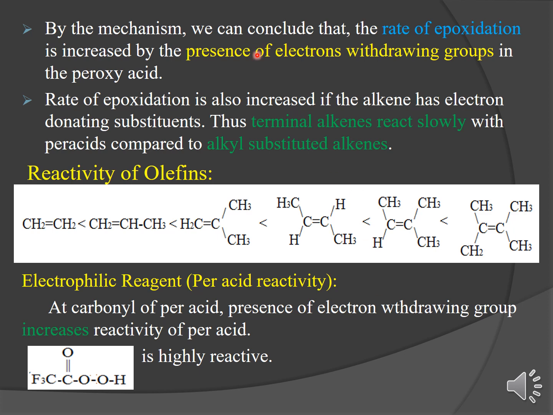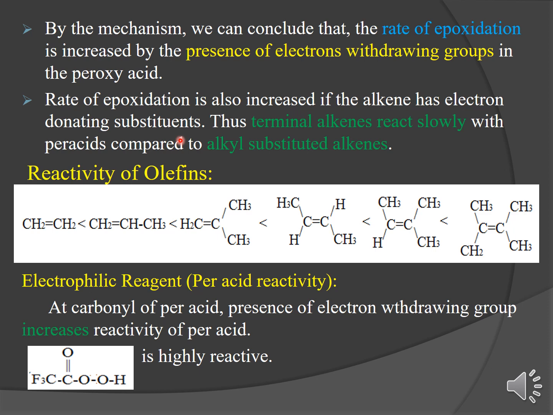Then what are the conclusions from this mechanism? We can conclude that the rate of the epoxidation will be increased by the presence of electron withdrawing groups in the peroxy acid. If we substitute the R group of the peroxy acid with an electron withdrawing group, at that time the rate of the reaction will be increased. The rate of reaction can also increase if the alkene has an electron donating substituent.